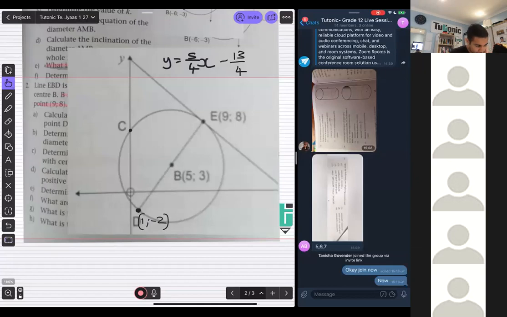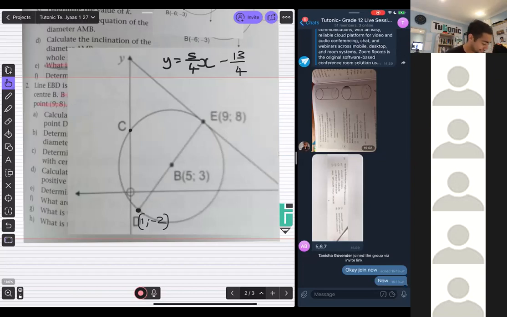Where are you subbing it into? The equation. But that equation doesn't go through C. You must take the equation of the circle. Yes, so you sub 0 into the equation of the circle.